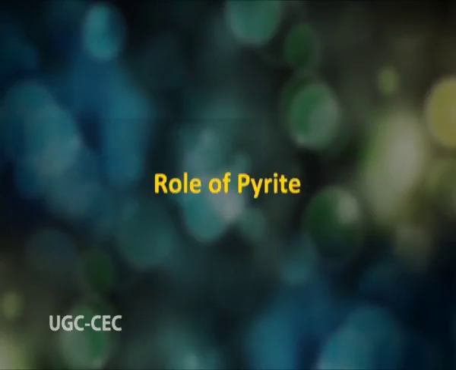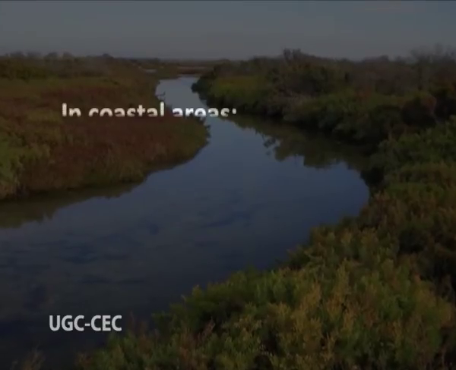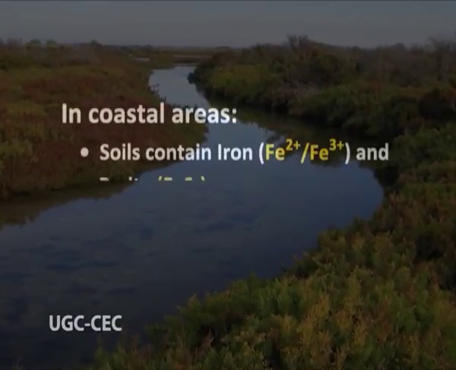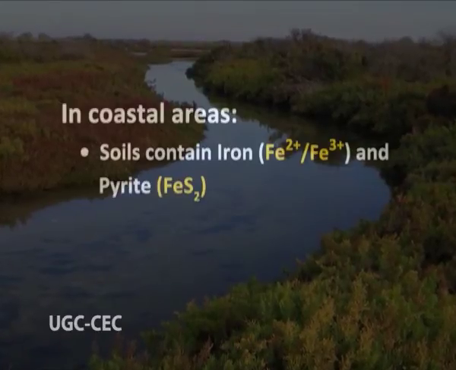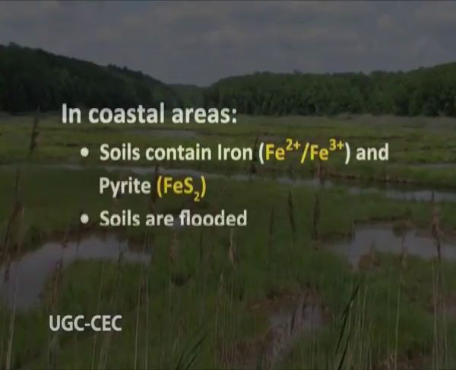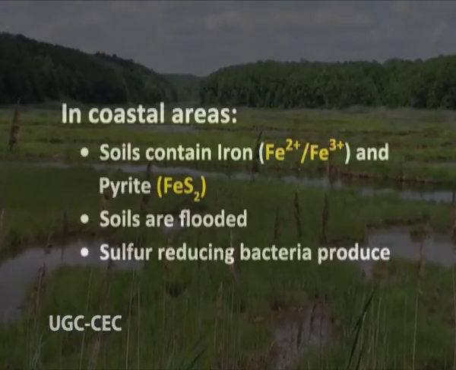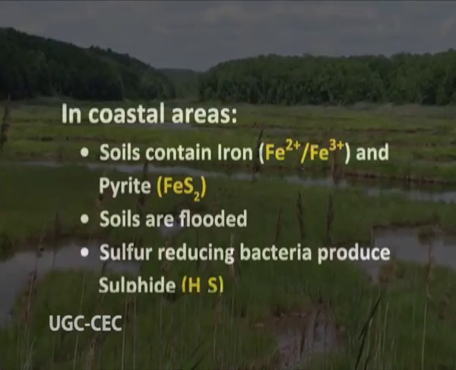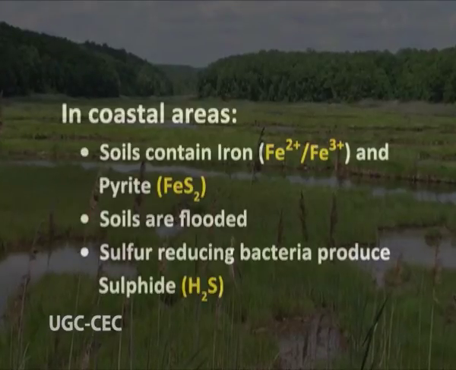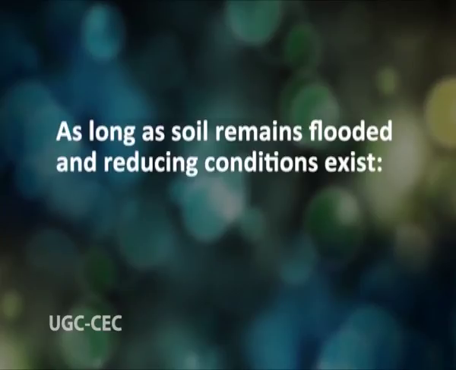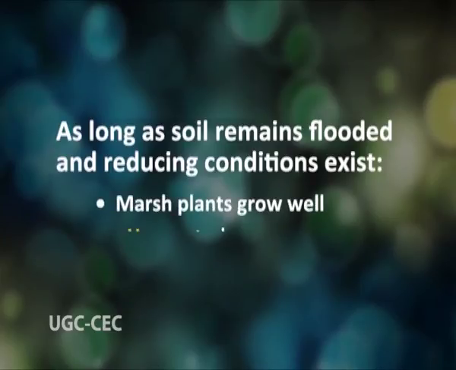Now the role of pyrite. In coastal areas, salt marshes occur and soils contain available iron and pyrite. These soils are flooded and water saturated most of the time. Under these reducing conditions, sulfur reducing bacteria produce sulfide. As long as soil remains flooded and reducing conditions exist, marsh plants grow well and pH may be almost neutral.